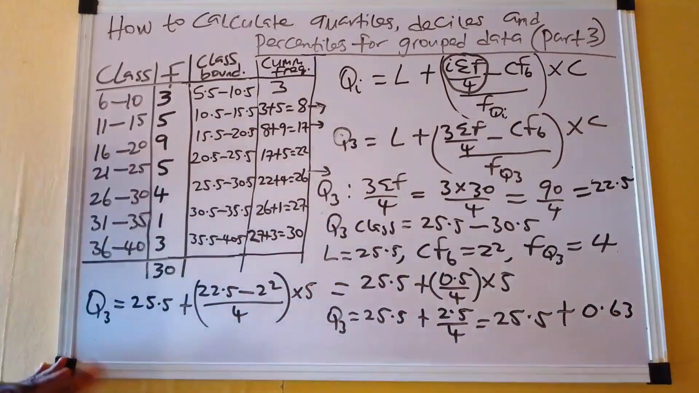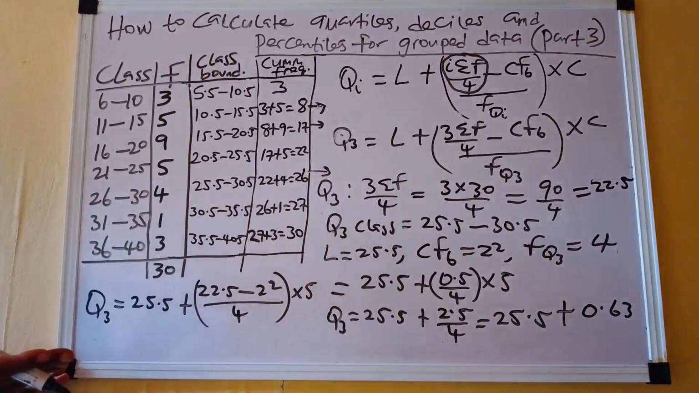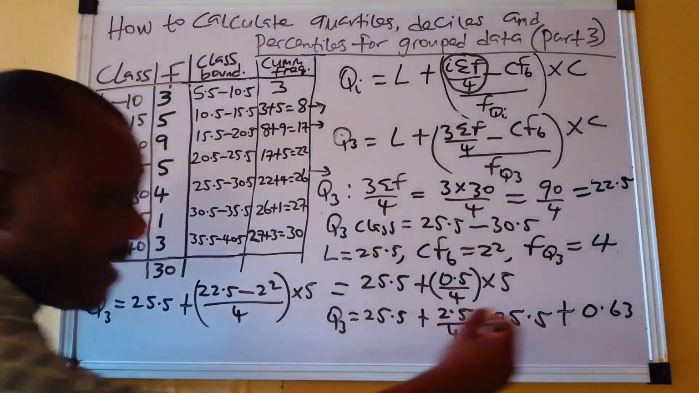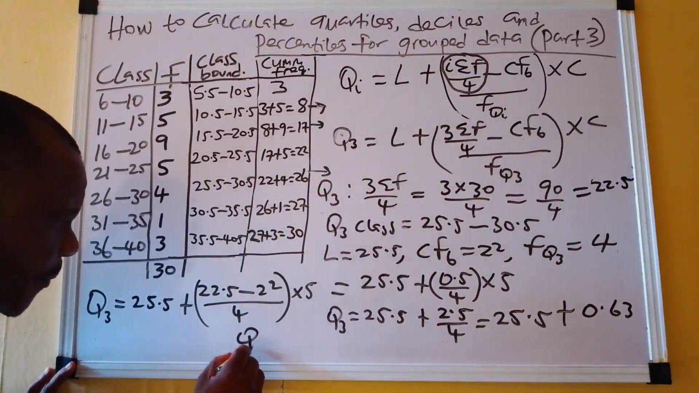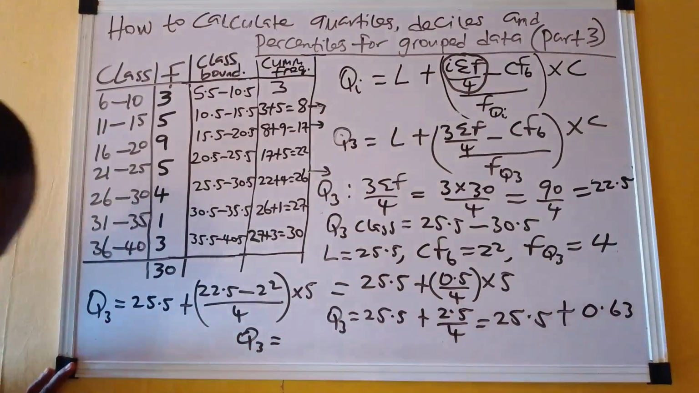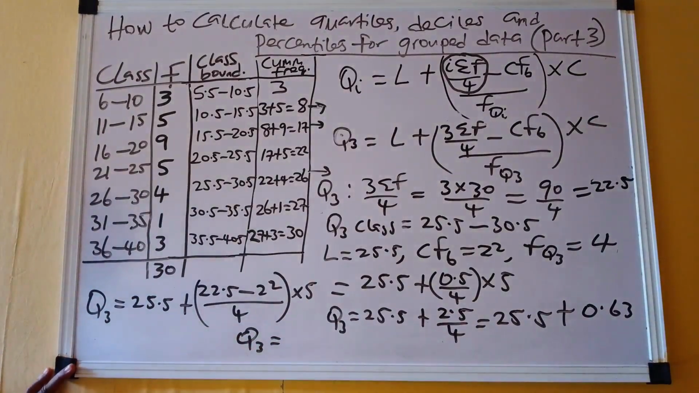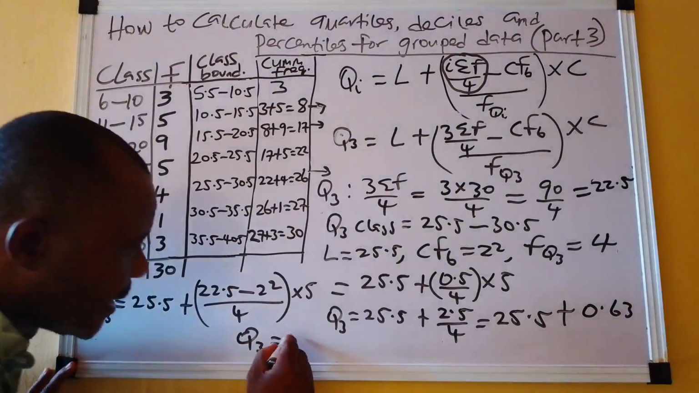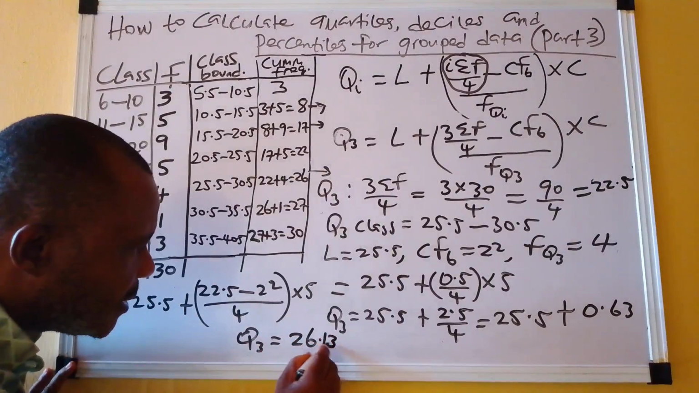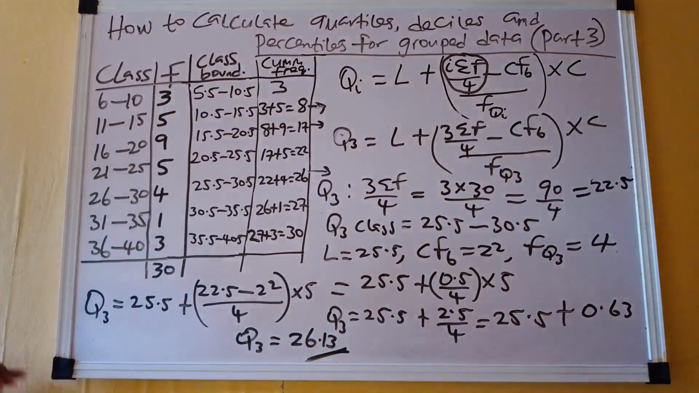0.63. Please note we are working with 2 decimal places, so it's 0.63. So if you add this to that, the final answer for our Q3 will now be 26.13. That is our final answer for our Q3. So our Q3 will now be 26.13.